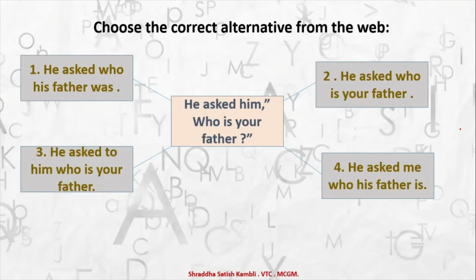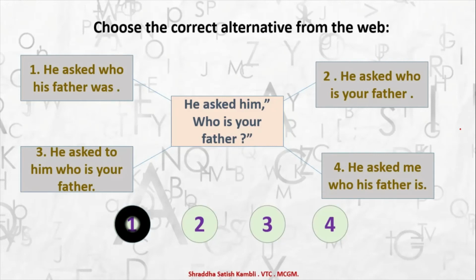Coming to the last one, he asked him, who is your father? He asked him who his father was. He asked, who is your father? He asked to him, who is your father? He asked me who his father is. Which one is the correct answer? It is option number 1. He asked who his father was.